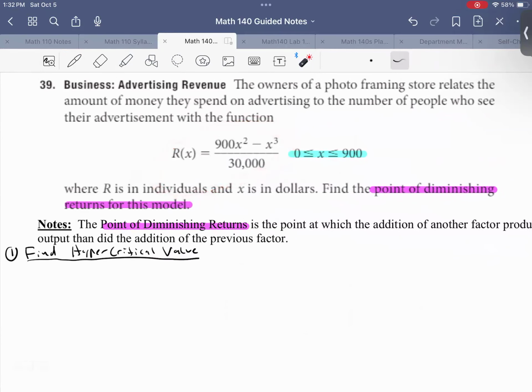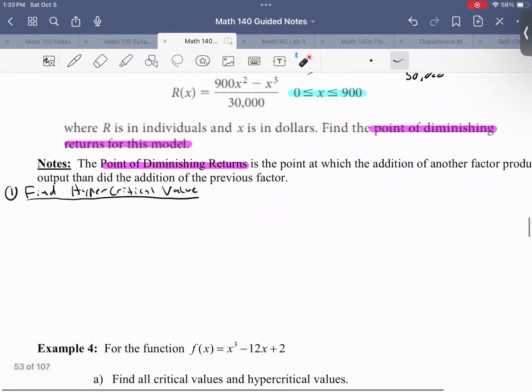All right, so I have this function here, right? It's not just a regular function. But what we can do is actually factor out this 30,000 because it's just a number and make the derivative a little easier. So we can rewrite this as R of x equals 1 over 30,000 times 900x squared minus x cubed. So now when we take a derivative, we can just treat this as a coefficient and bring it along with our derivatives and just worry about this expression here.